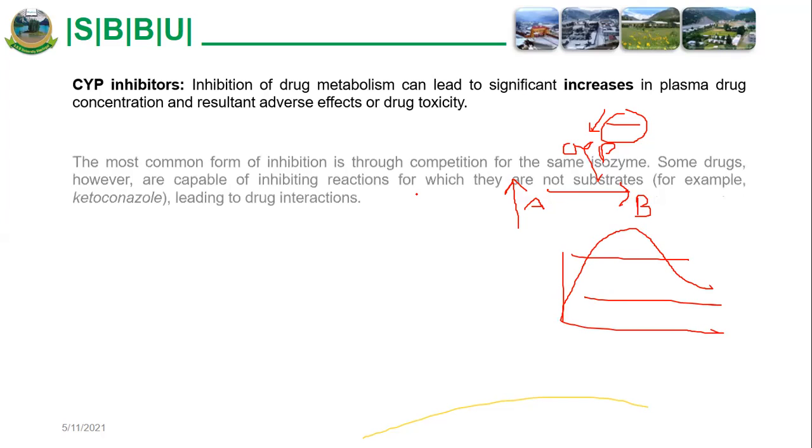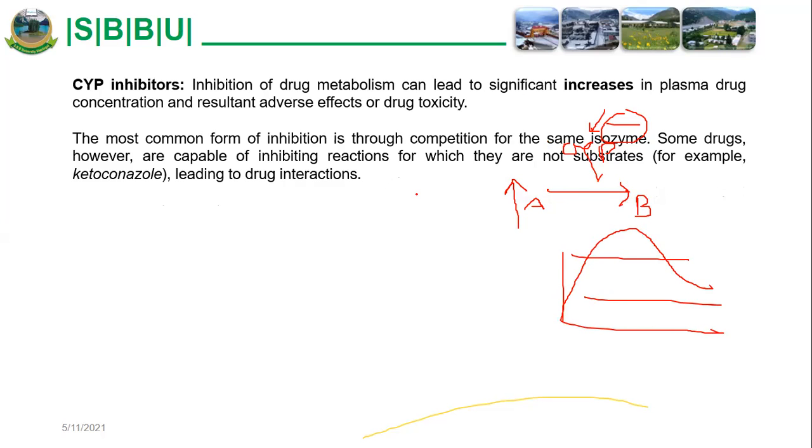Remember this. The most common form of inhibition is through competition for the same isozyme. Some drugs, however, are capable of inhibiting reactions for which they are not substrates. For example, ketoconazole, an antifungal drug, leads to drug interactions. How?